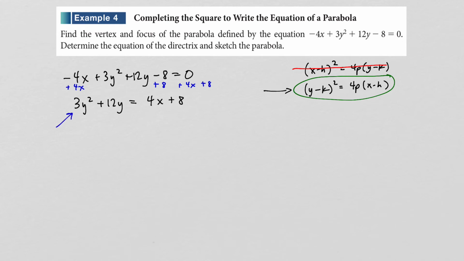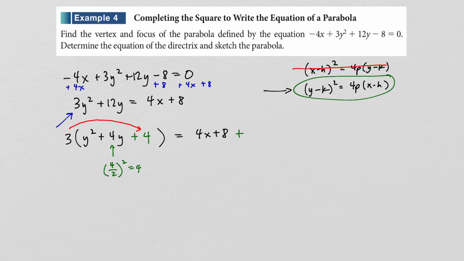So to do that, I'm going to factor out a 3, which gives us y squared plus 4y. Leave a space for completing the square. And then you have to remember the completing the square process, which involves taking the middle number, 4, dividing it by 2, and squaring it. That number is 4. So I need to add 4 here, and I need to add the same number to the other side. But remember that this 4 is actually multiplied by 3, and 3 times 4 is 12. So I need to add 12 to the other side.